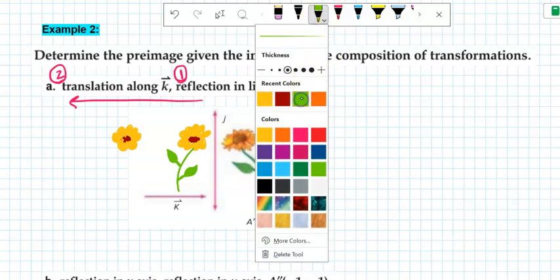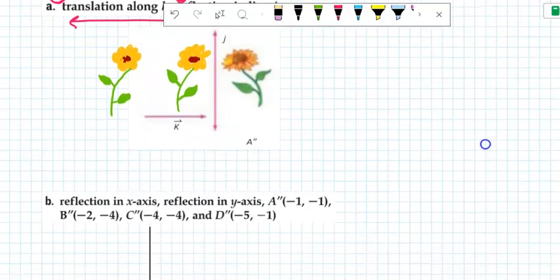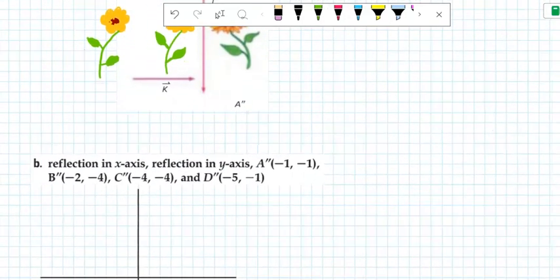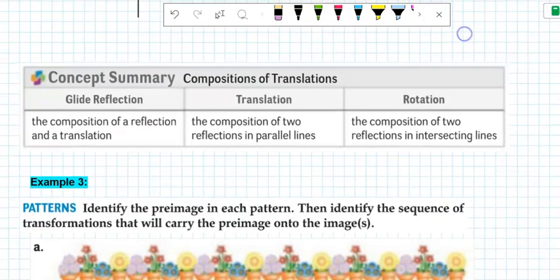Okay, but remember when we translate, the figure is not changing orientation. We're just basically sliding it over. Okay, so the biggest thing if you're trying to find the pre-image after the composition, do them in reverse order. Okay, same thing for B. We'll probably go over B in class, but make sure you're doing it backwards.